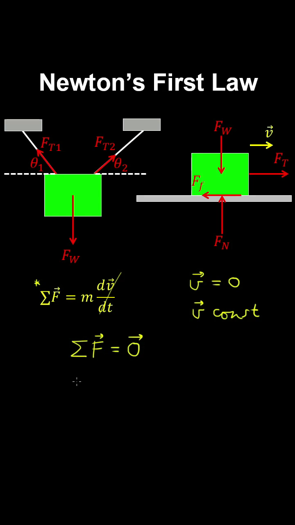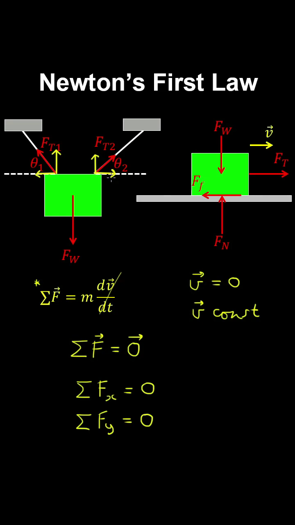So Newton's first law can also be written as follows in Cartesian coordinates, where the forces balance in both the horizontal and vertical direction. So here if we resolve the tension forces in the cables into horizontal and vertical components, the vertical components of these forces balance with the force of weight, and the horizontal components of these forces also balance.